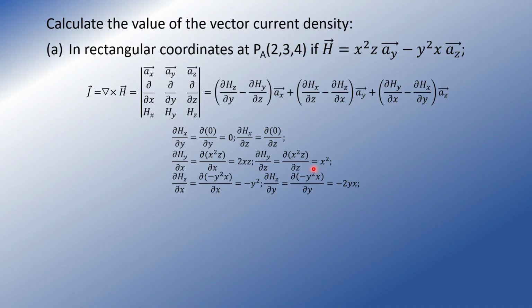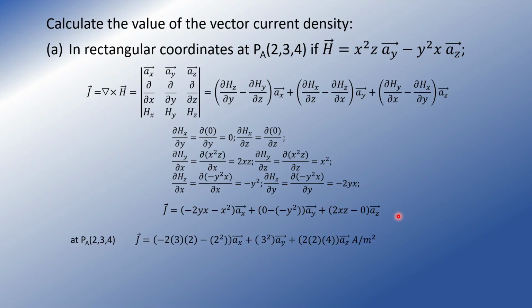Now that we have all the partial derivatives pre-calculated, just substitute them in the given equation. For ax we need dou Hz by dou y. Dou Hz by dou y is here, which is minus 2yx, minus dou Hy by dou z. Dou Hy by dou z is x square, but it is minus, so we put minus x square. And continuing the substitution, we get the equation like this. As we practice this and move forward, we can skip the steps and avoid putting zeros. But since this is the first time we are doing it, all the steps are shown in detail on the screen.